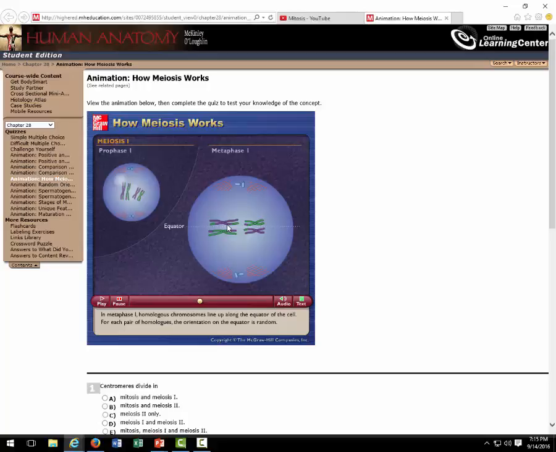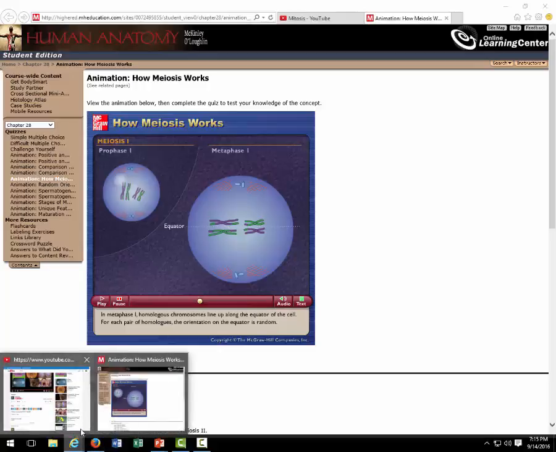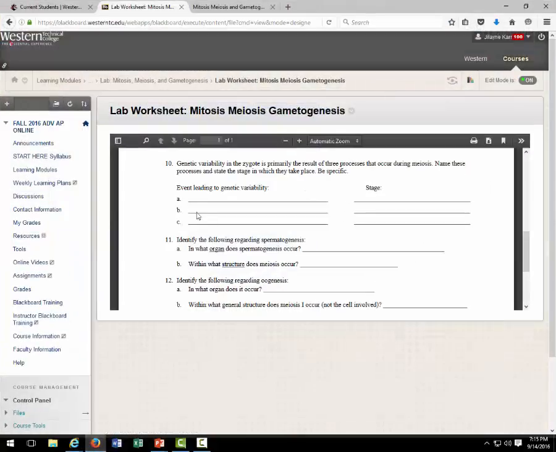So this process is what we call independent assortment, or random assortment. That happens during what phase? Yeah, metaphase 1. So independent or random assortment, either term is acceptable. That's the third one, for letter C, and the stage is metaphase 1.